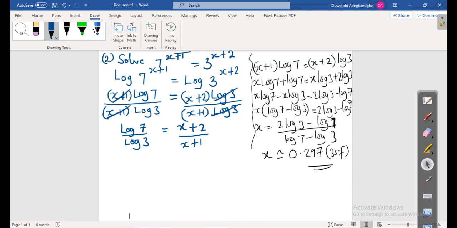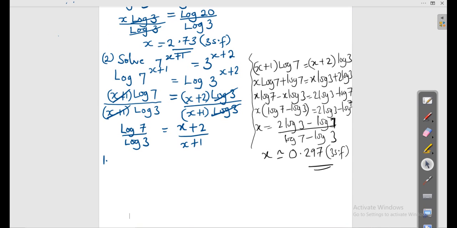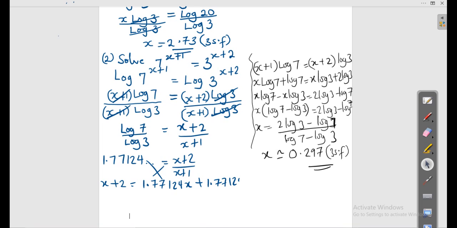So here you still have to continue by doing what? Log 7 divided by log 3. So you're going to have 1.77124 dot dot dot equals x plus 2 over x plus 1. So you cross multiply to give you x plus 2 equals 1.77124x plus 1.77124. So trying to collect like terms, at the end of the day, x will give you 0.297 to 3 SF.